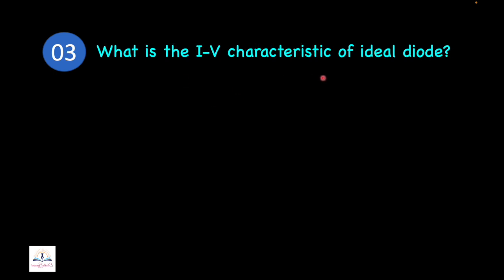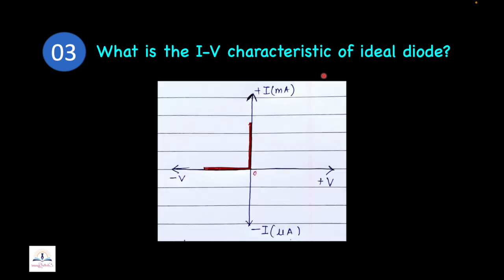What is the IV characteristic of ideal diode? So here you can see when the voltage is negative, then current is 0, and when current is positive, the voltage is 0. Or you can say that when the ideal diode is reverse bias, then it is open circuit, and when it is forward bias, then it is short circuit.